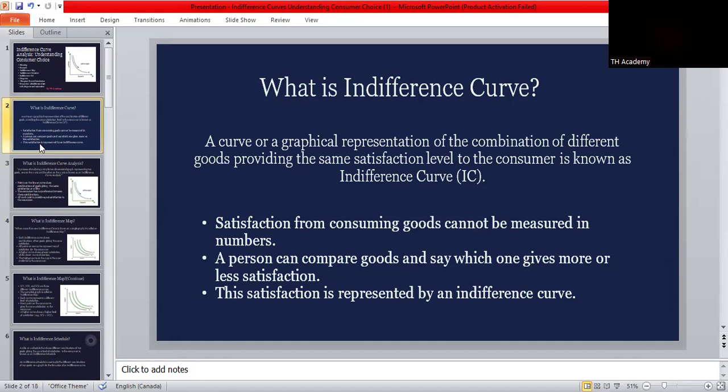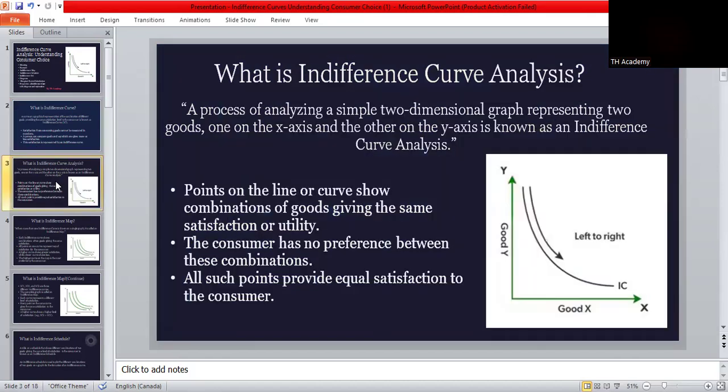Imagine a smooth line on a graph where every point gives the same happiness. That's your indifference curve. So basically, an indifference curve is something like that. This is an indifference curve.